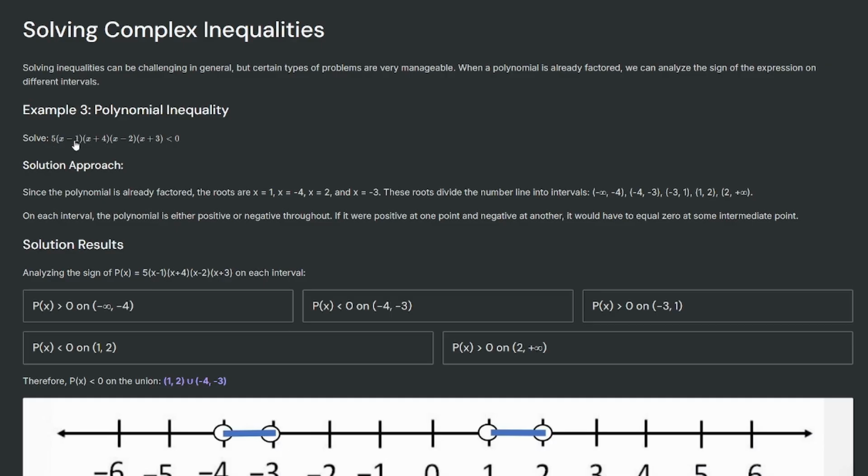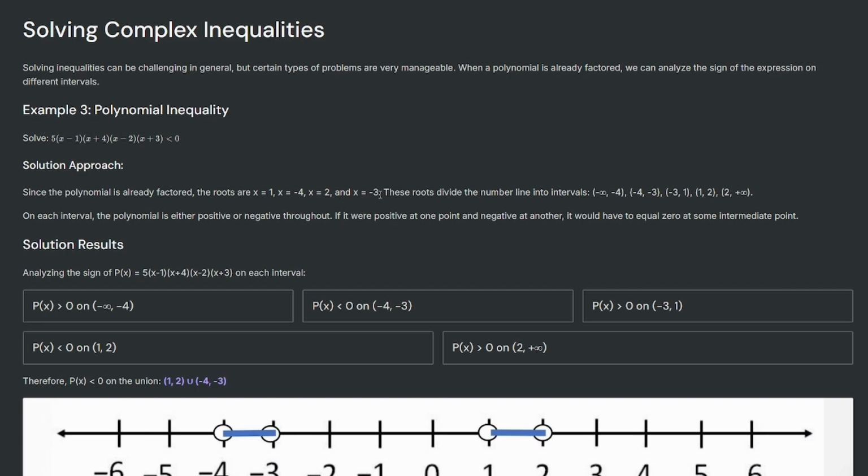This is already factorized, so we just find the roots of the function by setting x minus 1 equal to 0, we get x equals 1, and then x plus 4 equals 0, we get x equals minus 4, and then x minus 2 equals 0, we get x equals 2, and then x plus 3 equals 0, we get x equals minus 3. So these are the roots of this inequality, for which the expression becomes 0. Basically they are the roots of the function which give the value 0.